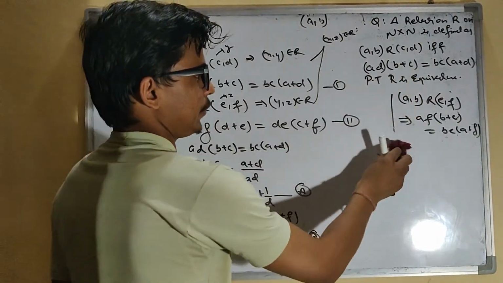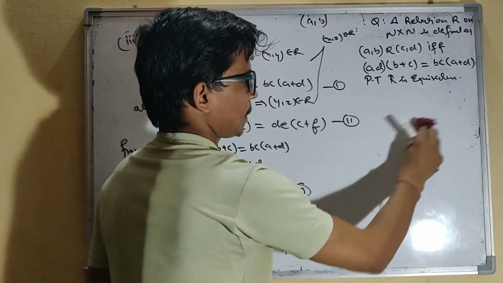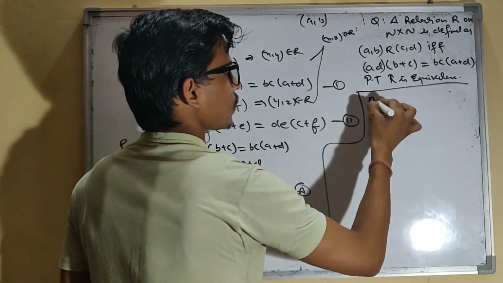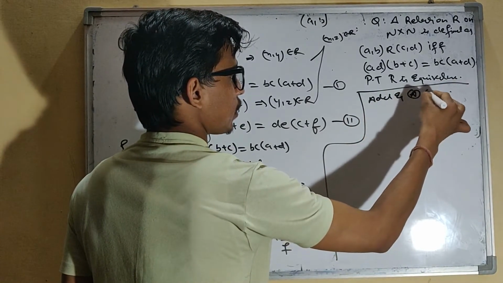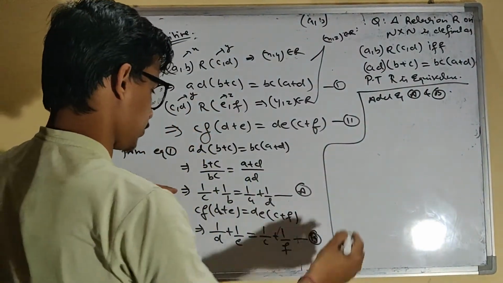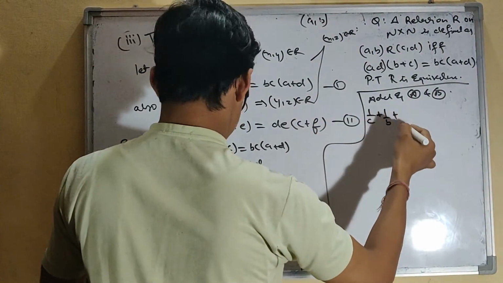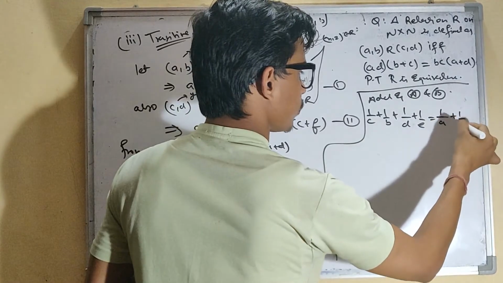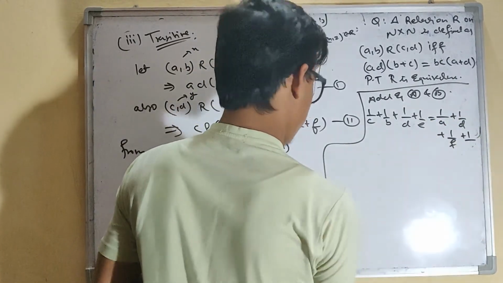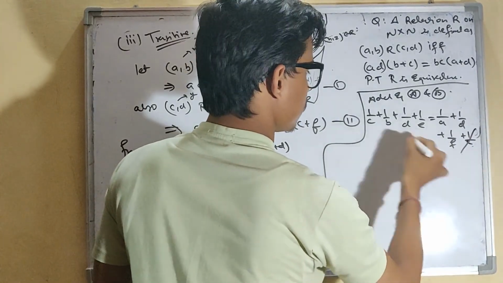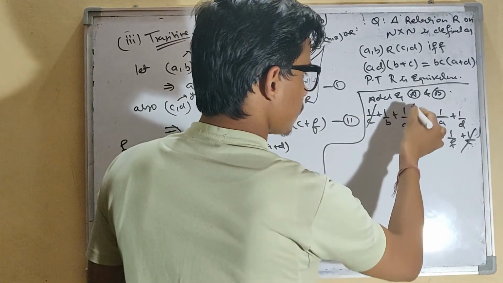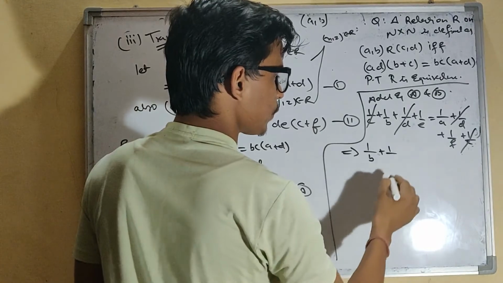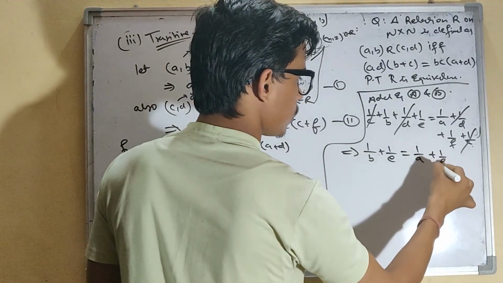You have to do it in rough. Now I'm going to rub it. Now add equations A and B. If you add, this is going to be 1/c + 1/b + 1/d + 1/e = 1/a + 1/d + 1/f + 1/c. So this cancels out with this, and this cancels out with this. So 1/b + 1/e = 1/a + 1/f.